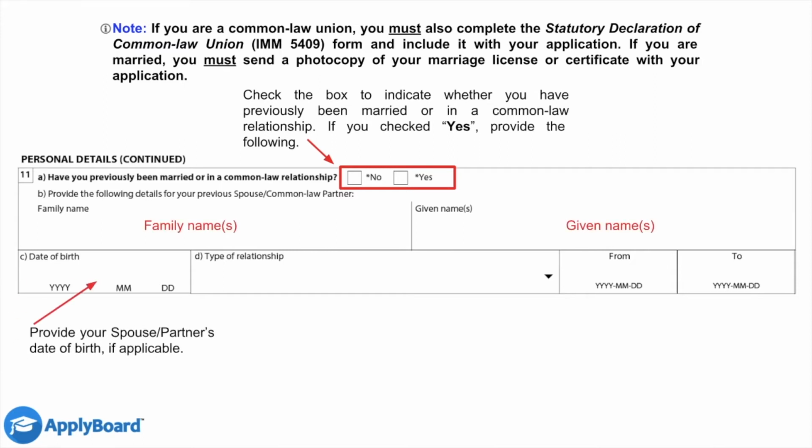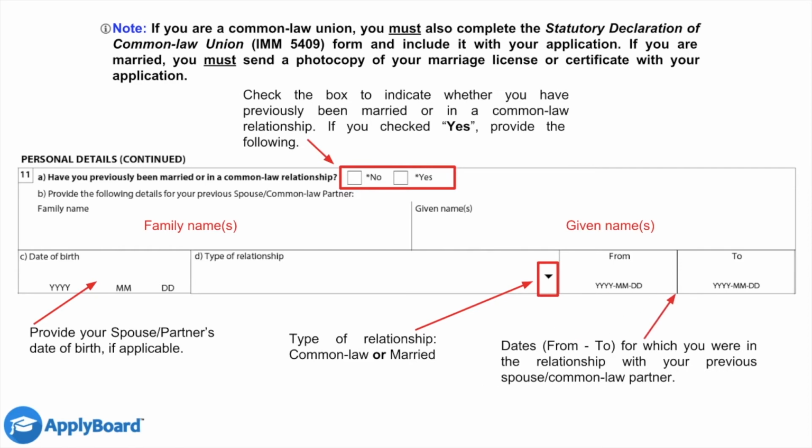Provide your spouse or partner's date of birth, if applicable. Type of relationship, common law or married. Dates, from and to, for which you were in the relationship with your previous spouse or common law partner. Don't forget to include their family name and given name.